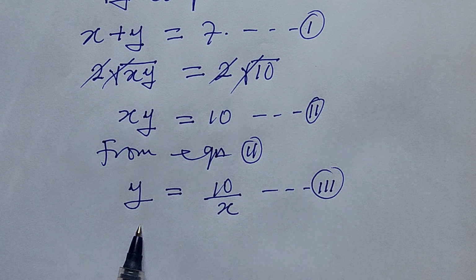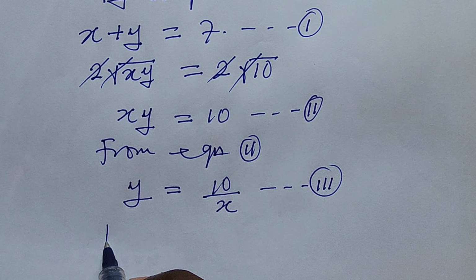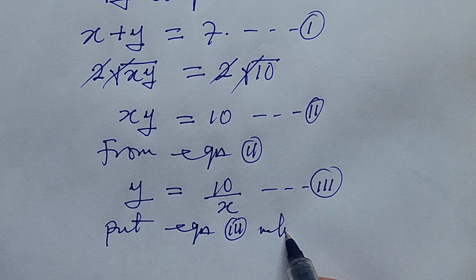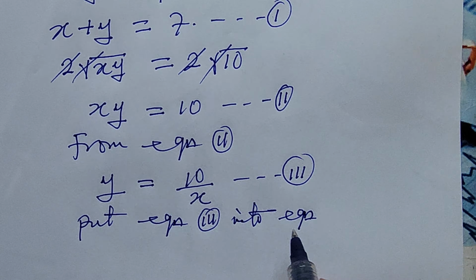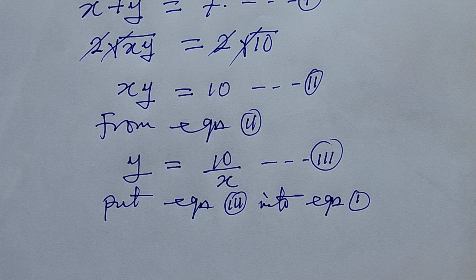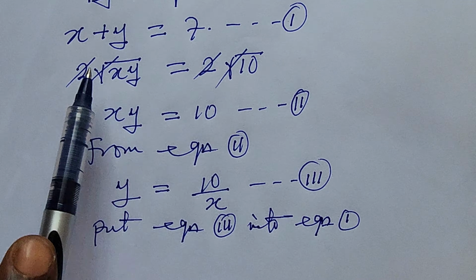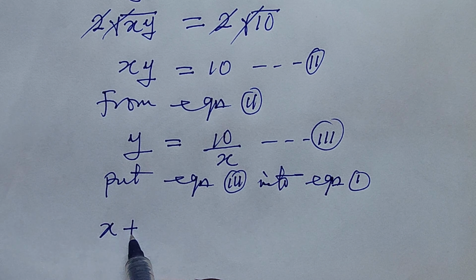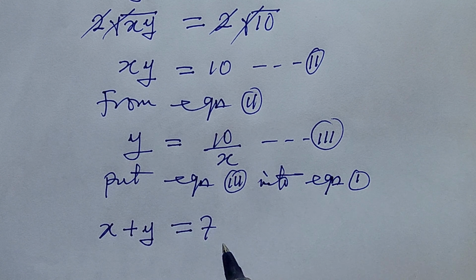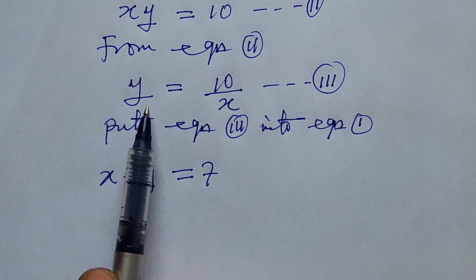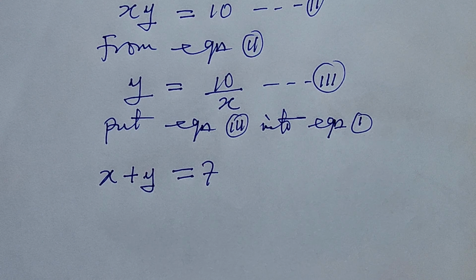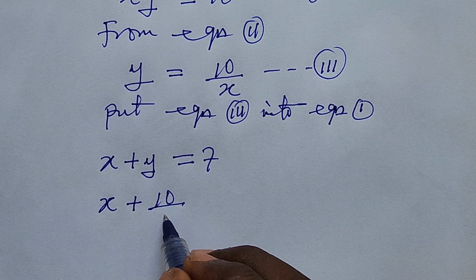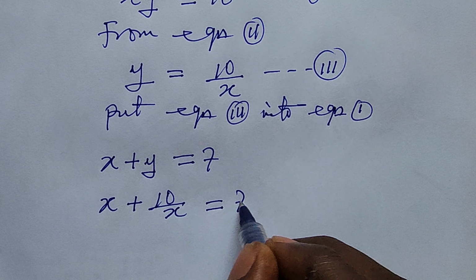Now I want to put equation 3 into equation 1. So what is our equation 1? Look at our equation 1 here, right? This is our equation 1. Can you see this? All right. So let's bring it down to have x plus y equal to 7. So wherever we see y, let's put in 10 all over x. So this will now give us x plus 10 all over x equal to 7.